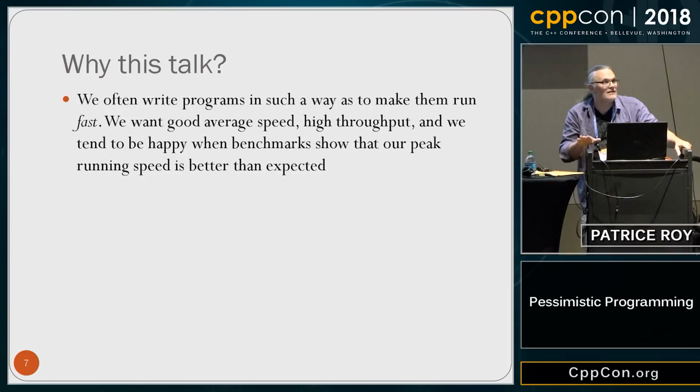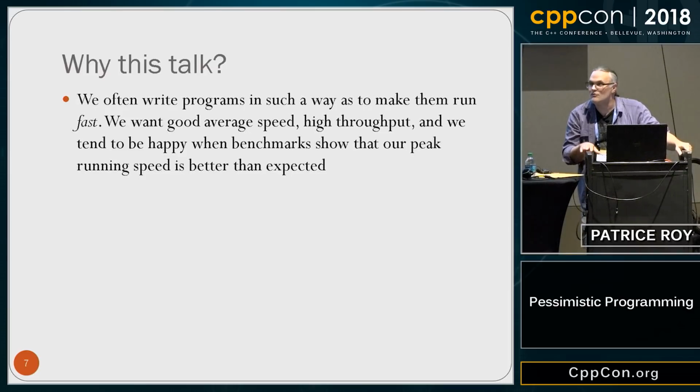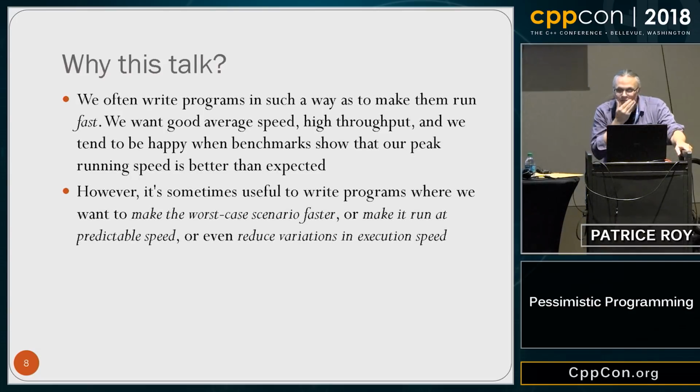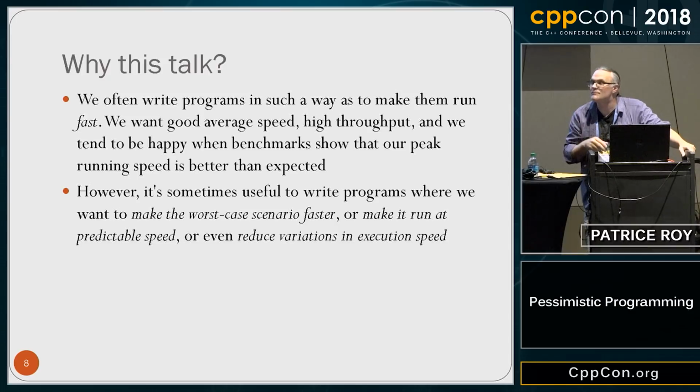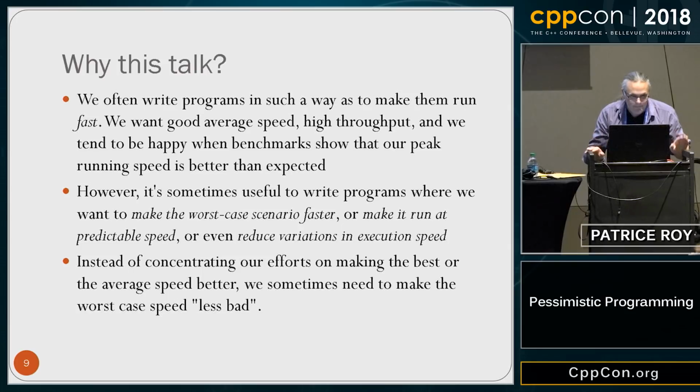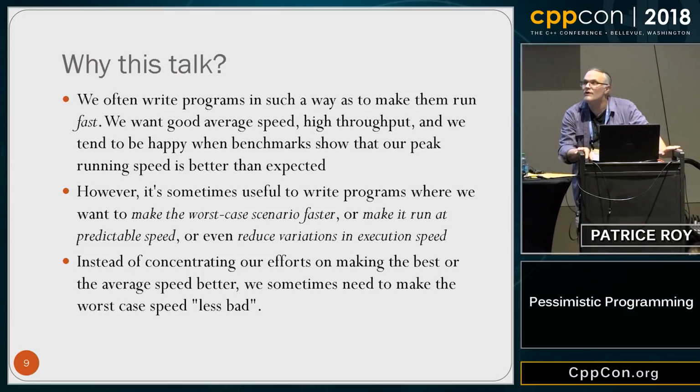We show people that we generate less machine code, we run benchmarks and say, oh, my code is fast. It's cool, but sometimes it's useful to make programs in such ways that the worst case scenario is fast, that you're predictable, that you have a low average deviation, and for these things, C++ is an awesome language too. So I'm not focusing on the fast side of things today, I'm focusing on something else. So if you want to leave, now's the time. I'm going to try to look into ways of making the worst case less bad.